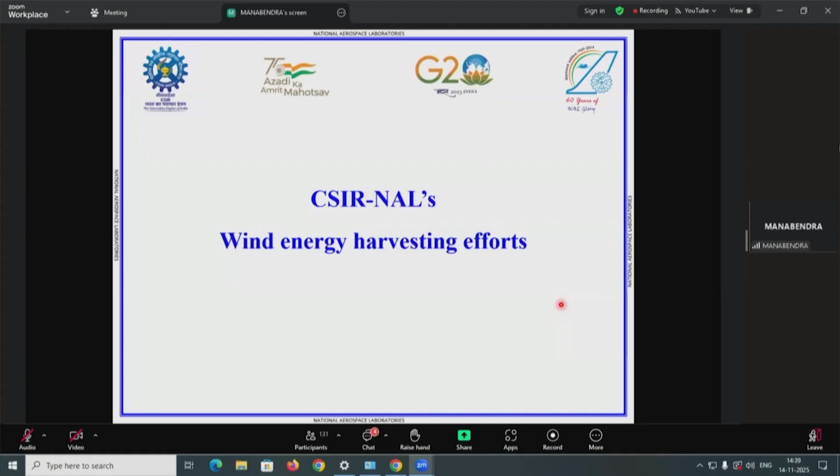Now, having said this, let us have a quick glimpse of the wind energy harvesting efforts. The question may be that we are talking about turbo machines, so how does this fall under that category? The wind turbine is basically an extended turbo machine. Unlike a conventional turbo machine where you have casings and enclosures, here it is open to the atmosphere. That is the reason it is the extended form of a turbo machine, but the fundamental physics of a turbo machine remains the same.